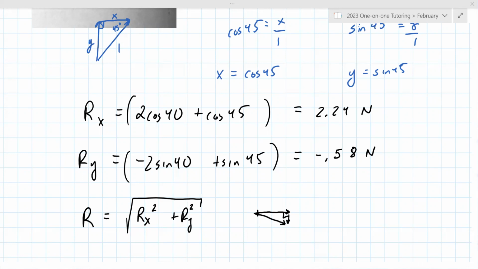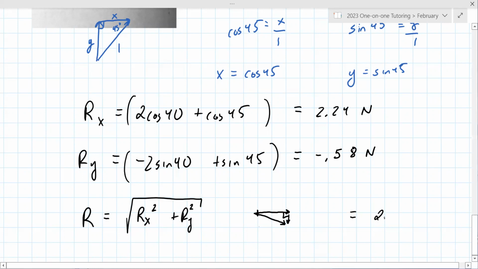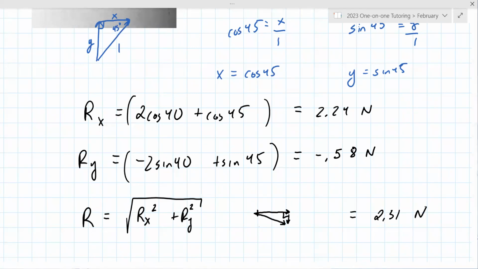So it ends up being about 2.31 newtons. Does it ask for the angle or just the resultant? Just the resultant, I believe. Okay. All right then.